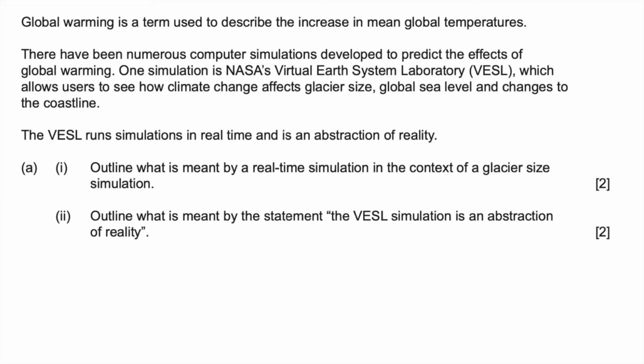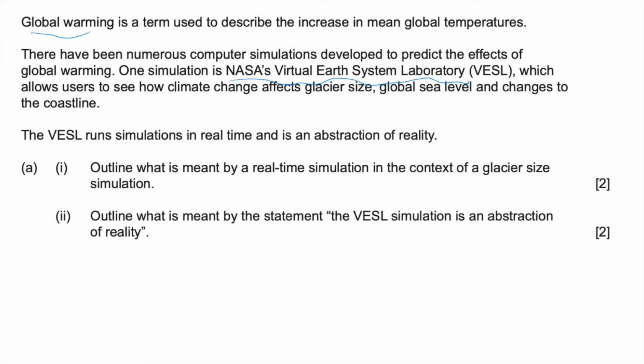Okay, so perhaps that wasn't the most expansive explanation of real-time simulations. So what I'd like to do is look at an IB example of a question with real-time simulations. So here we have a scenario surrounding global warming. Global warming is a term used to describe the increase in mean global temperatures. In this scenario, there have been numerous computer simulations developed to predict the effects of global warming. One simulation is NASA's Virtual Earth System Laboratory, which allows users to see how climate change affects glacier size, global sea level, and changes to the coastline. The simulation runs in real time and is an abstraction of reality.